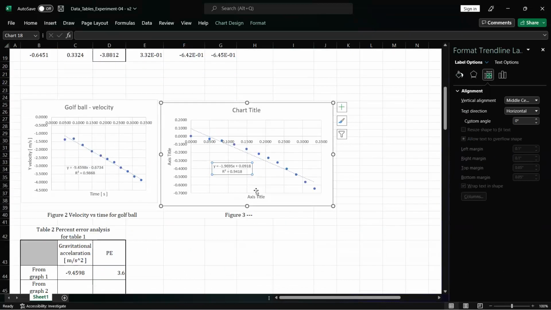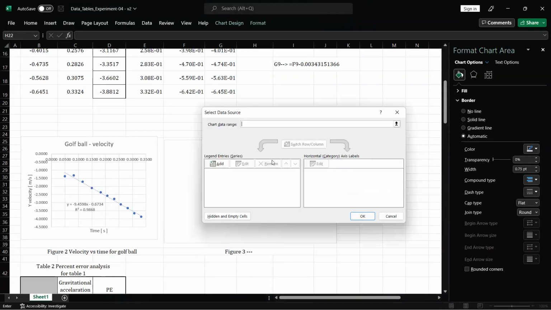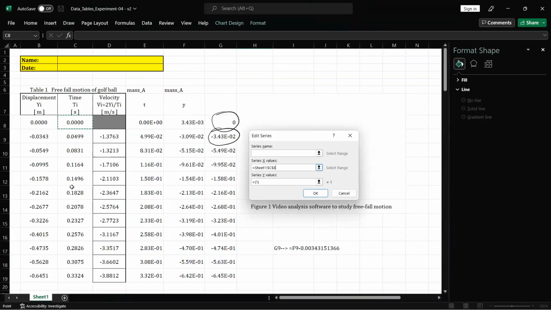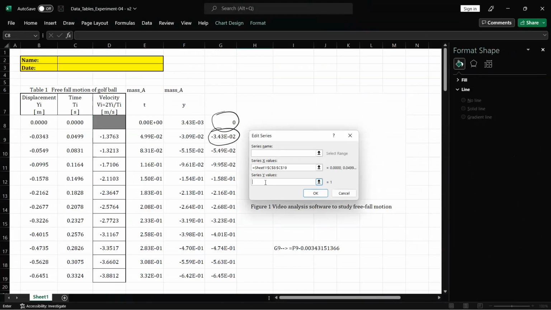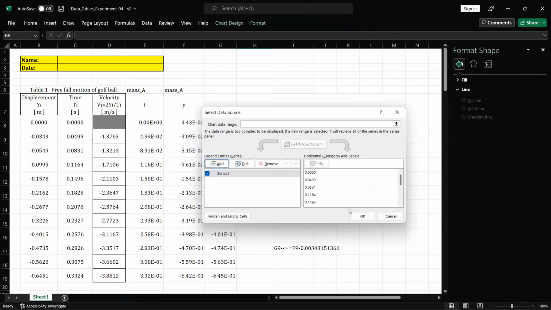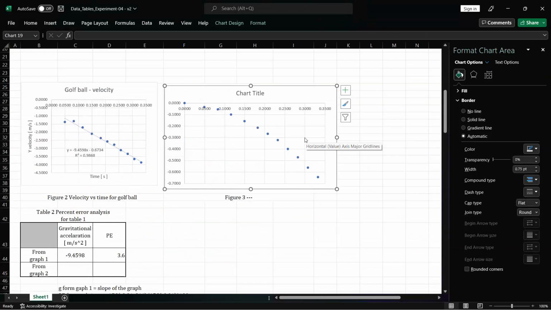Okay, should be good. And let's see. We redo that graph. Double click, chart design, select data, and x-axis, time, y-axis, everything deleted, y value. Click OK, click OK. Looks good.